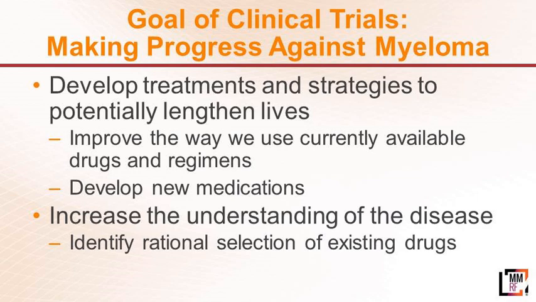Also, you've heard about selinexor, you've heard about CAR-T, the bispecifics. These are all new medications that we still need. So we need trials to do both of these things. And also we need to understand the disease.